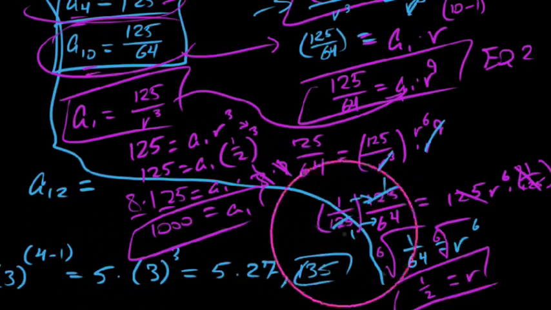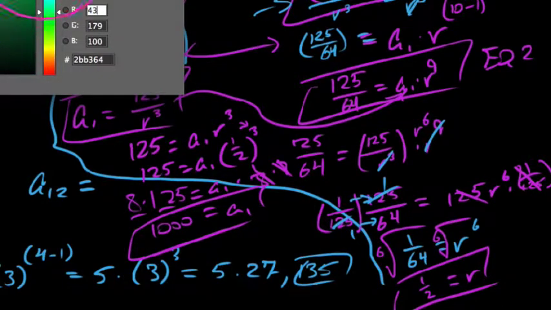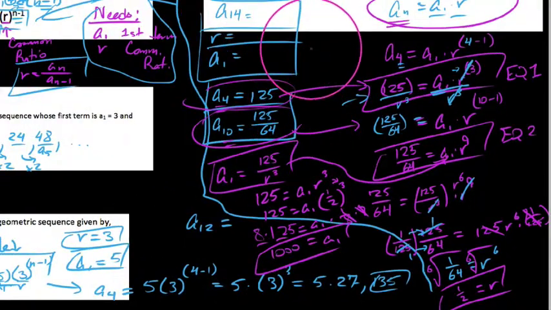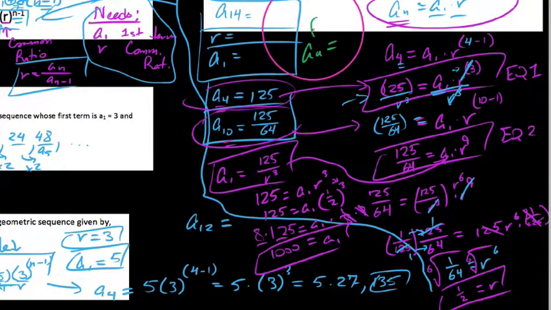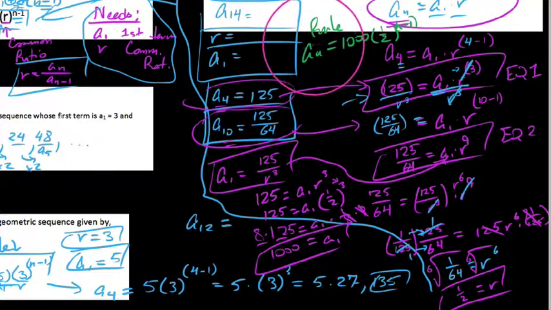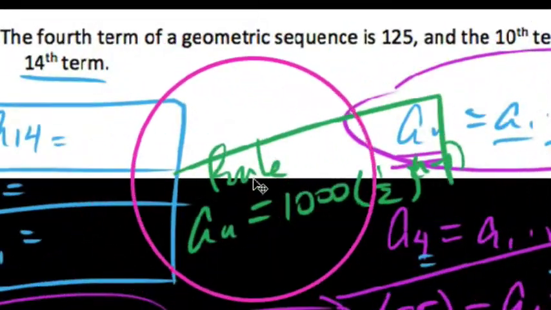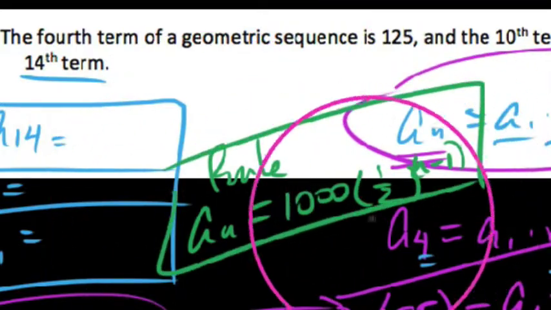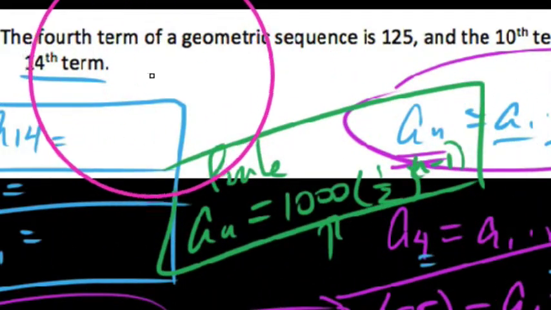So the idea here is we went through all this work to find the rule. And I'm actually going to switch out colors really quickly because I don't want to take up too much of your time. We say a_n, our rule for this, so we can find the 14th term. Our first term we just discovered is 1,000. And our common ratio is 1/2, so it's getting cut in half every time. And this is to the n minus 1 power. That's what this says right there. This is our rule, so we're going to use this to find a14.